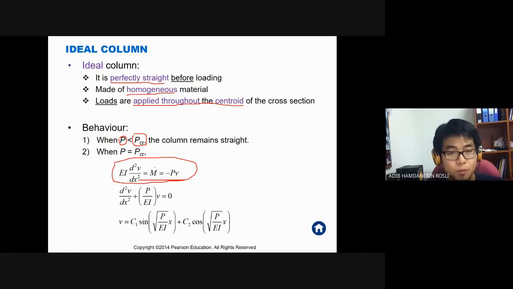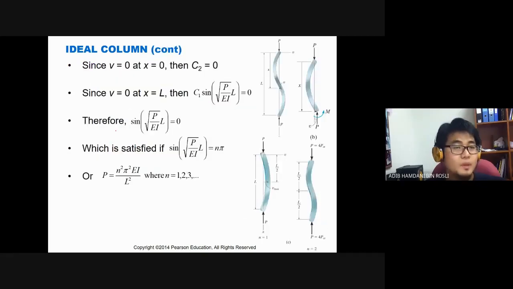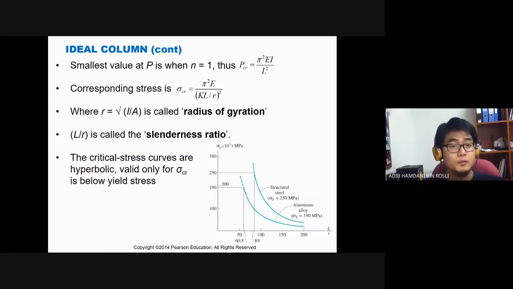You remember this one from chapter 12, right? Deflection of a beam, where you have the second derivative of the deflection times EI equals the moment. If you solve this and put in the boundary conditions, you will end up with P equals n squared pi squared EI over L squared, where n equals 1, 2, and 3. Of course, the lowest one will be n equals 1. So your critical buckling load is pi squared EI over L squared.